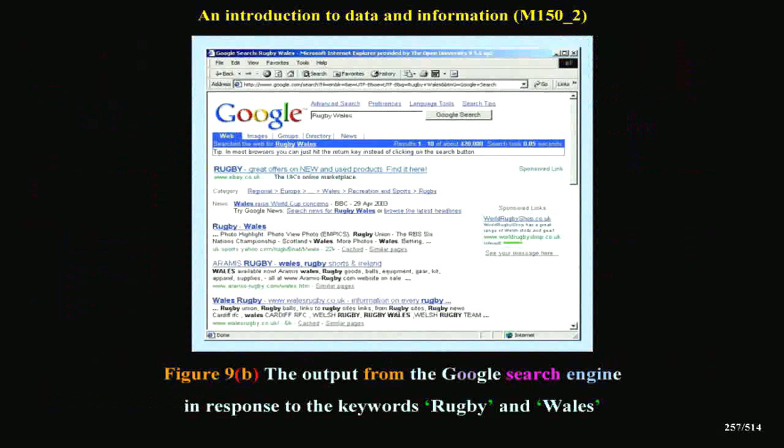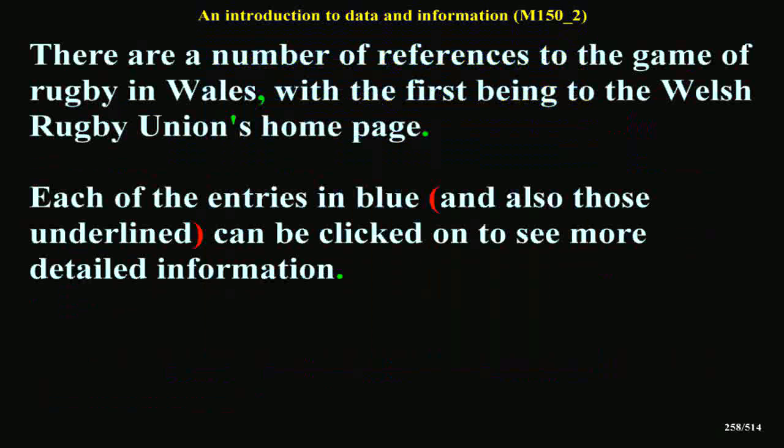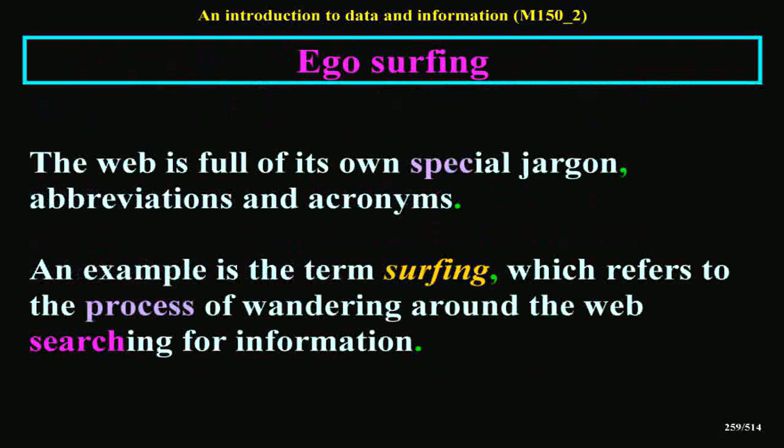In this case there are more results than will fit on a single screen, and only the first screenful of results is shown. Figure 9b is the output from the Google search engine in response to the keywords rugby and Wales. There are a number of references to the game of rugby and Wales, with the first being to the Welsh Rugby Union's homepage. Each of the entries in blue and also those underlined can be clicked on to see more detailed information.